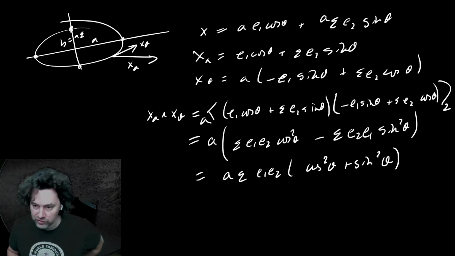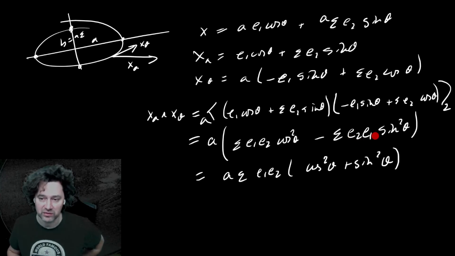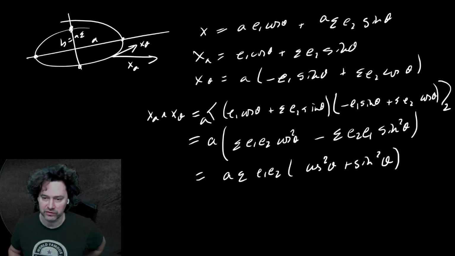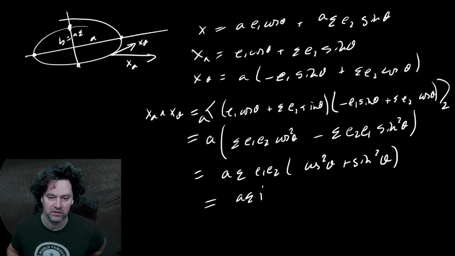And here I have used the freedom to rewrite E2 times E1 as minus E1 times E2. So the minus signs clobber, and we're left with a factor of cos squared theta plus sine squared theta. So our area element is just A epsilon I. That's nice and simple.